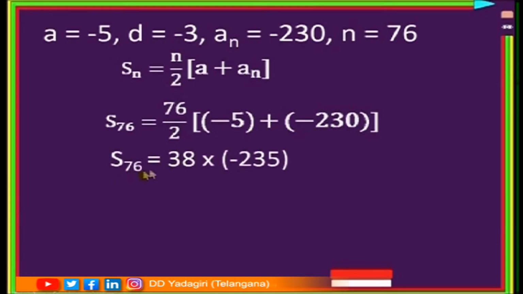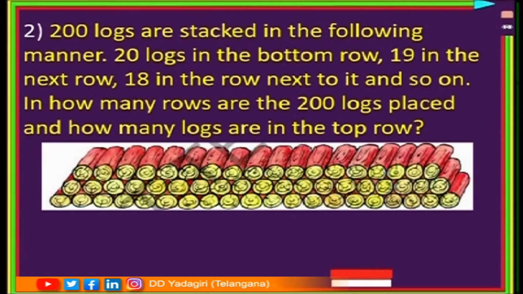So S76 is equal to 76 by 2 gives 38 into minus 5 minus 230 gives minus 235. So the product of these two terms is minus 8930. So this is the sum of the given expression. Okay, so by using the Sn formula we can find the sum of n terms of a given AP. Okay, next let us see, this is an interesting problem.